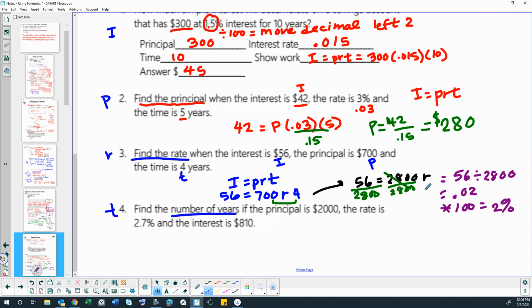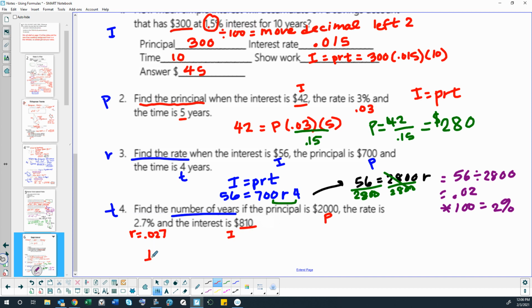All right. Last one is finding time. We're going to find the number of years if the principal is 2,000. The rate is 2.7%, so the rate we're going to use is 0.027 because we have to move that decimal place over. And then the interest is 810.